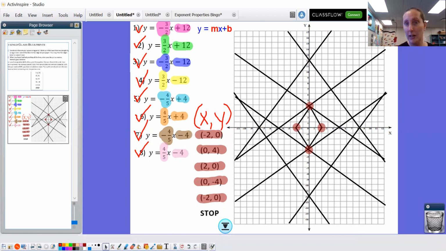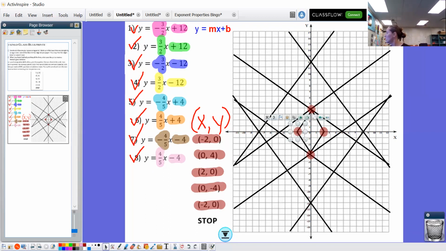I'm going to go ahead and erase the points, but you may go ahead and add some color to your project so that I have a nice pretty display for my classroom.